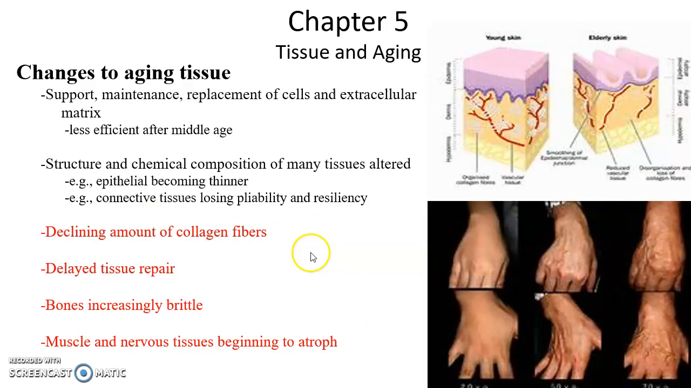Decline in the amount of protein, collagen fibers produced, delay in tissue repair, slowed down, bones become brittle, nervous and muscular tissue begin to atrophy. Things become thinner, more fragile, less functional as you become elderly. And that is it for Chapter 5.